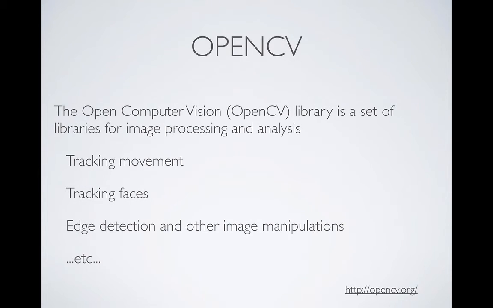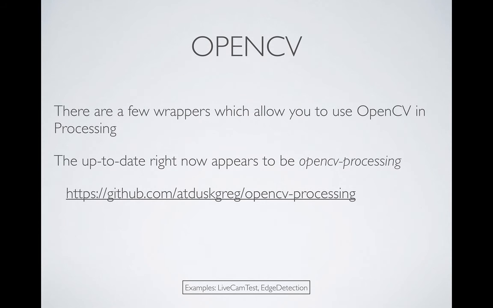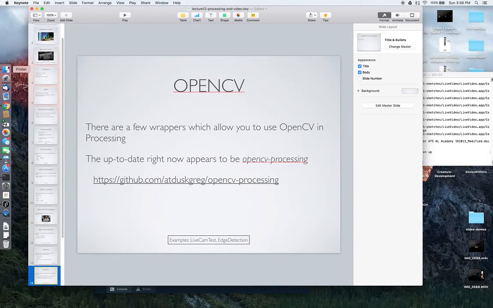For example, if you want to track movement in a stream of video, if you want to identify faces in still images or in video images and track them, if you want to do edge detection and all kinds of other things, then you will find OpenCV to be very useful. There are a few wrappers that allow you to use OpenCV in Processing. OpenCV itself is written in C, and so in order to use it in Java, which is what Processing is, we need to use some special classes that wrap up that OpenCV code. So let me give you an example.